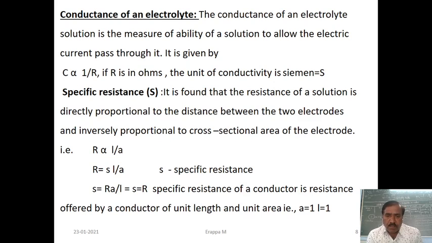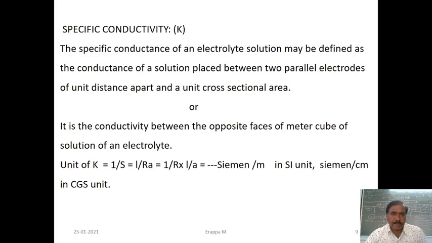The specific resistance of a conductor is the resistance offered by a conductor of unit length and unit area. A is equal to 1 centimeter squared and L is equal to 1 centimeter. We can say S is equal to R. Specific resistance of a material is equal to resistance offered by the material.